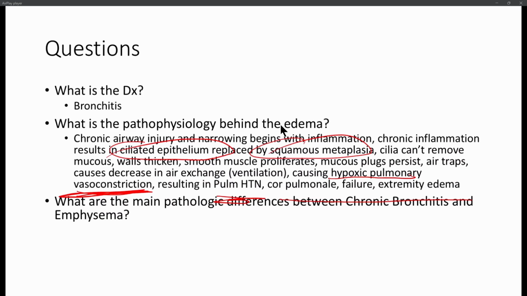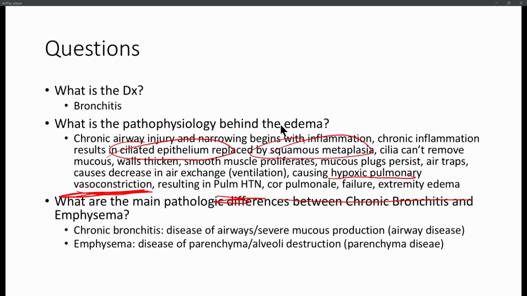And what are the main differences between bronchitis and emphysema? Smoking is one of them, they both smoke. The coughing is one of them. Remember, bronchitis is an airway disease. It's a disease of the airways. Emphysema is a disease of the tissue, the parenchyma, the lung tissue itself.